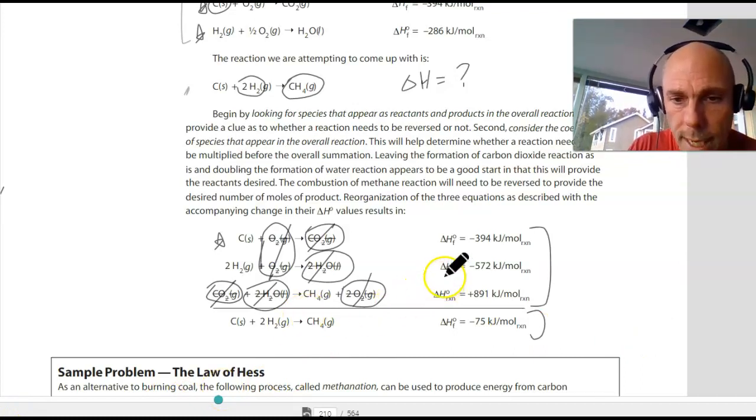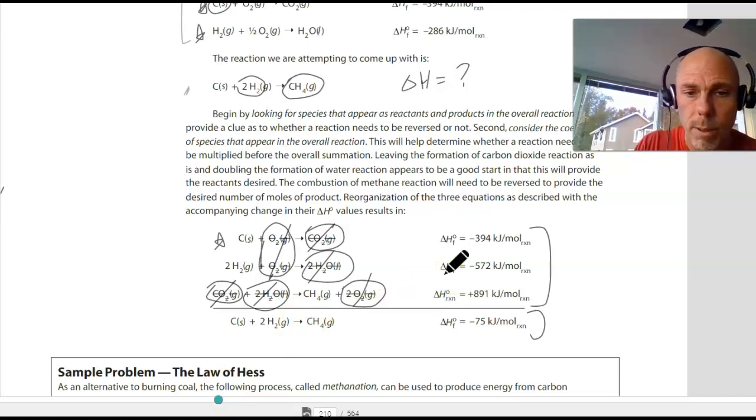Remember, though, we had to double the reaction in the middle to get 2 H2s, and we had to flip the sign of this last one. And that's already happened, which I mentioned a bit ago.